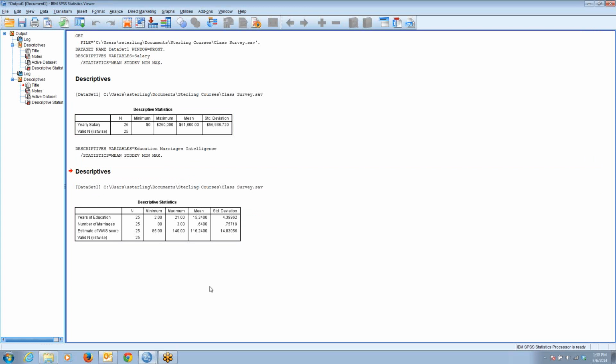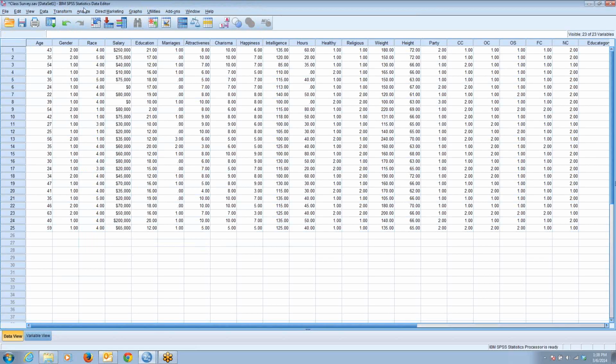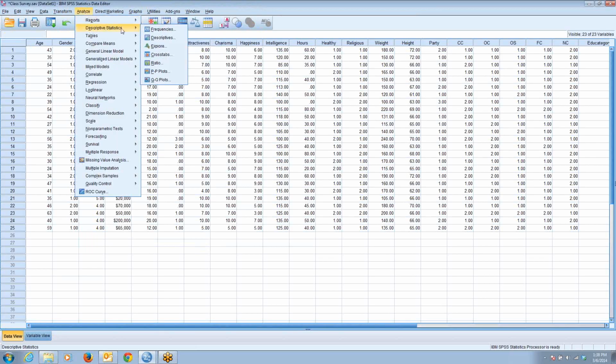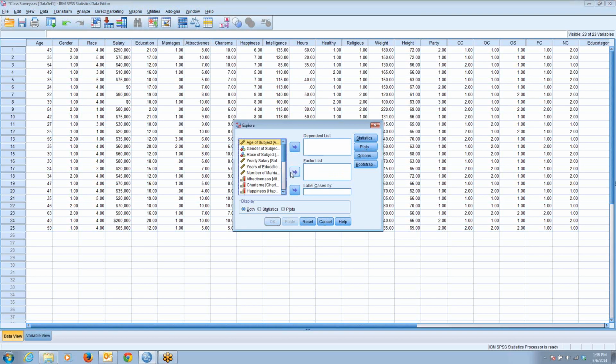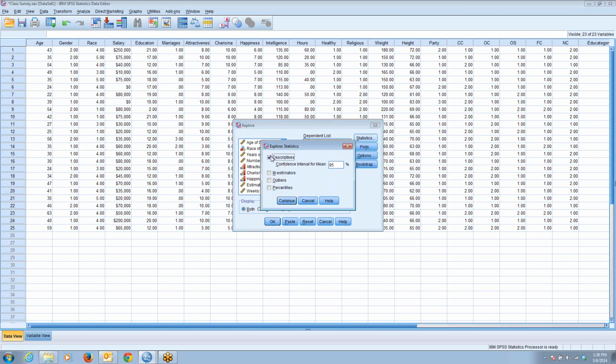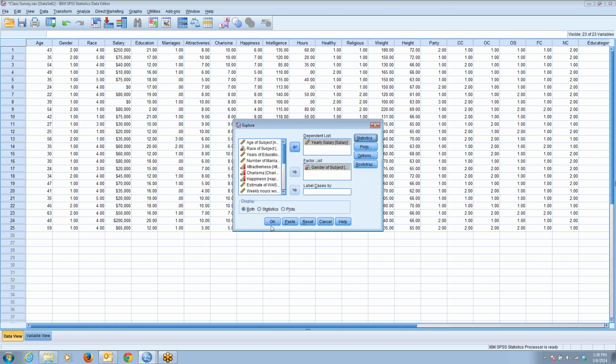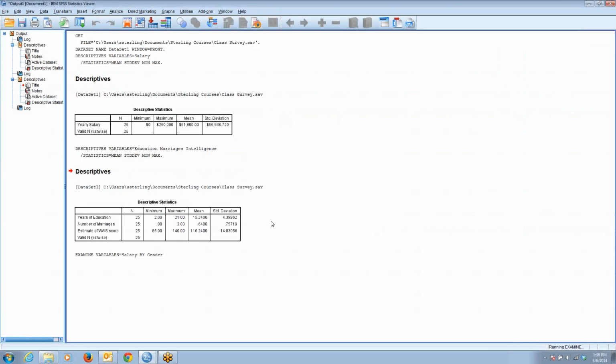Now you might be wondering, well, what if we wanted to look at the average income of men versus the average income of women in our sample? The way to do that is to go to Analyze and go to Descriptives, but go to, I think it's Explore. And the factor list will say gender, and the dependent list will say yearly salary. And then for statistics, it just automatically does descriptives. And we click OK.